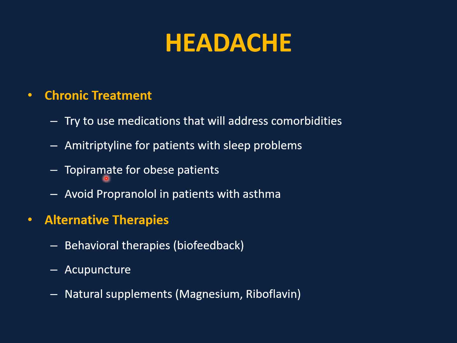But you need to be careful if the patient has a history of kidney stones or a family history of kidney stones. Topiramate is one of the best medications to be used for prophylaxis for migraine headache. Avoid propranolol in the patient with asthma. Alternative therapies: behavioral therapies, biofeedback and relaxation exercise, acupuncture, natural supplements like vitamins, for example, magnesium and riboflavin.